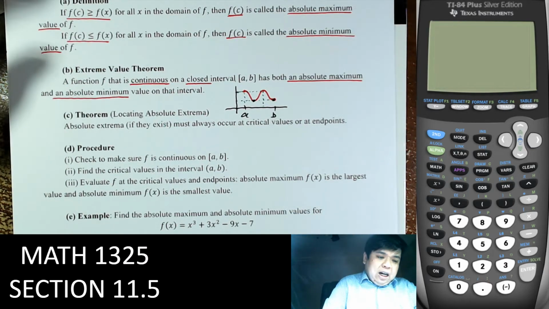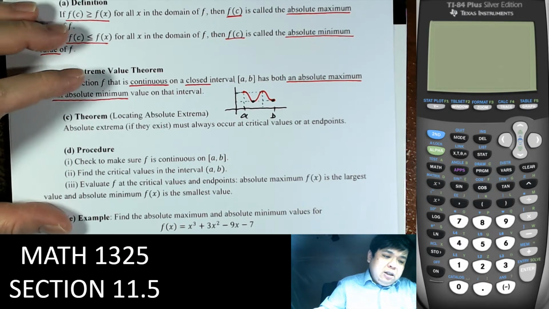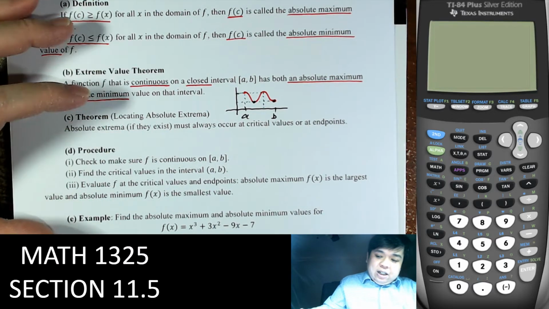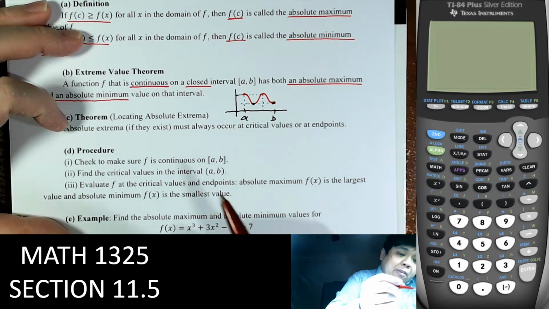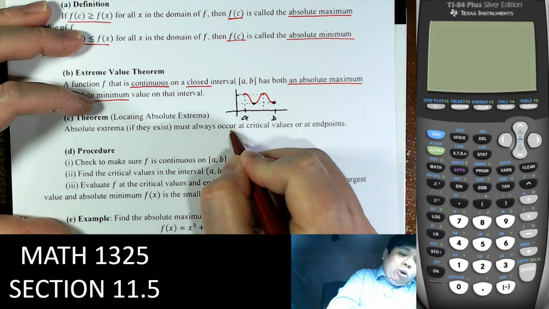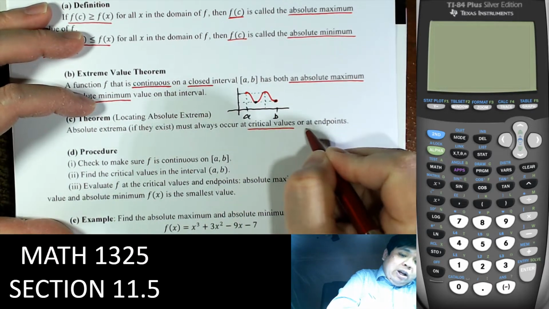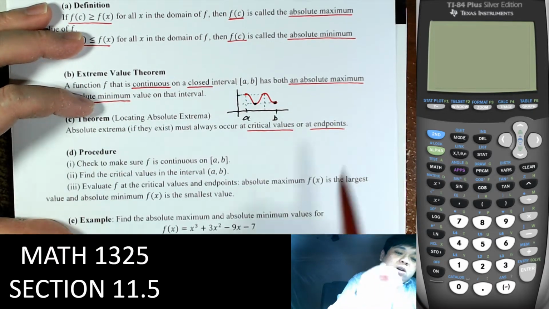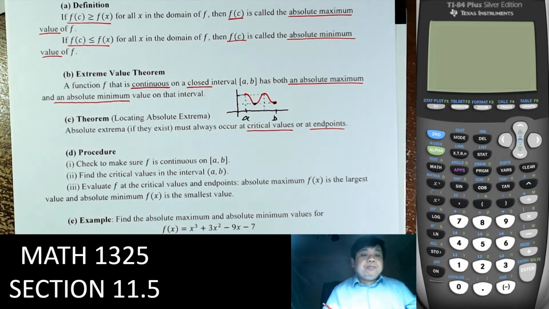Alright, and to find it, that's what we said here. The absolute maximum and absolute minimum will occur at the critical values or at the endpoints. That's why we need endpoints, so the interval must be closed.